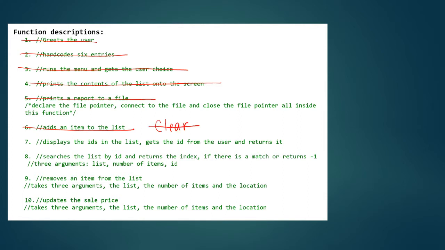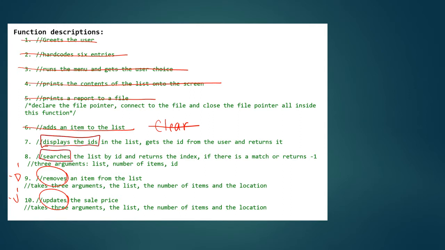All right, so the next things we want to cover is how to delete and update. That's selecting a D and this is selecting a U. Both involve using these two helper functions. These two helper functions are the display IDs function and the search function.